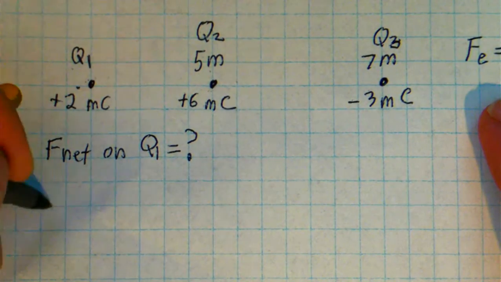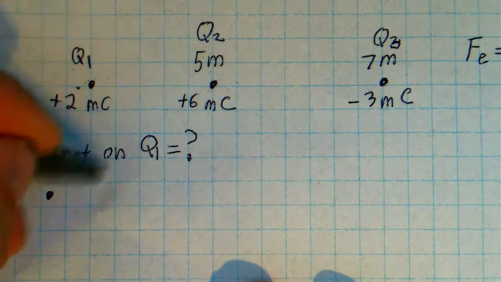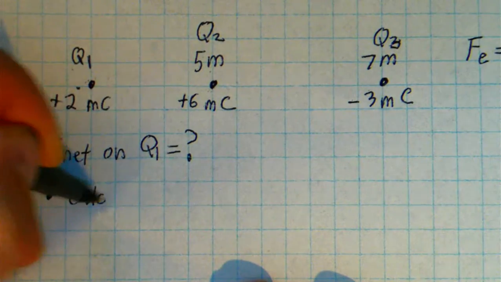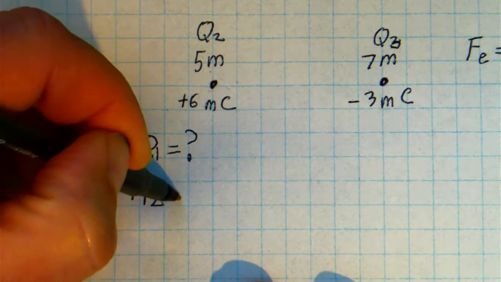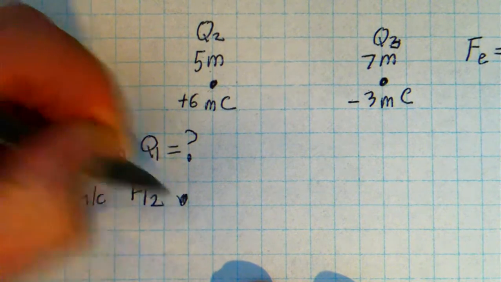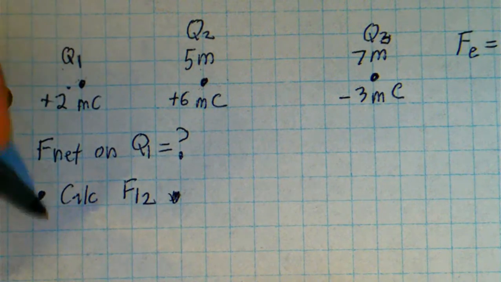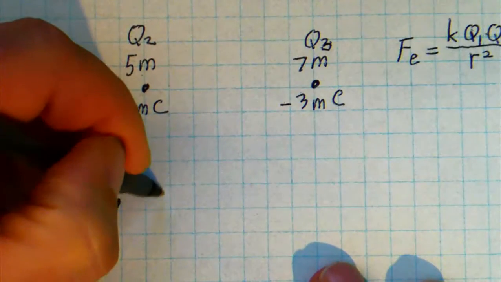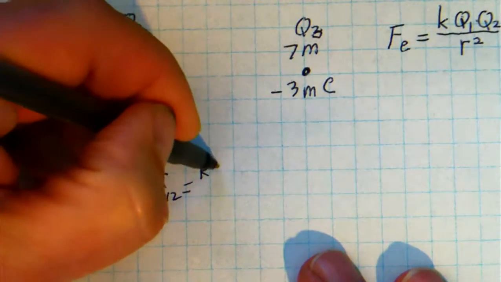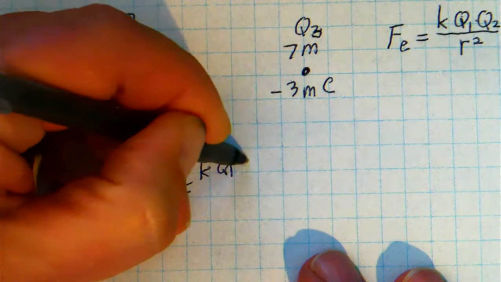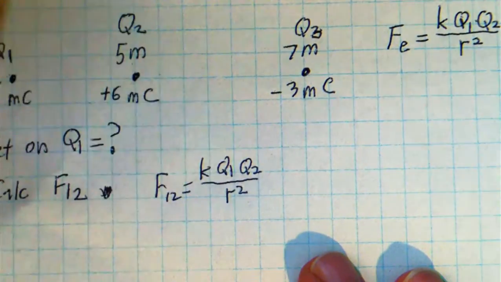All right, step one, we'll call it step one. Calculate F12. Okay, calculate F12. I was going to say something else, but I scribbled it out. That would be F12 is Coulomb's constant times charge Q1 times charge Q2 divided by R squared.